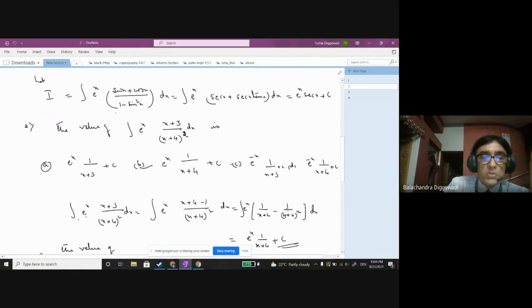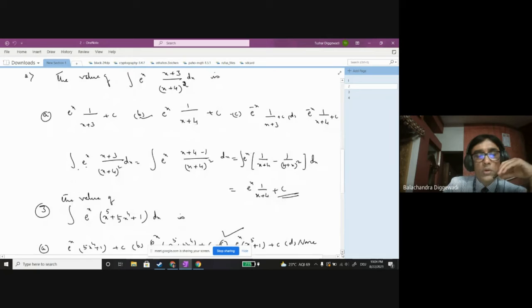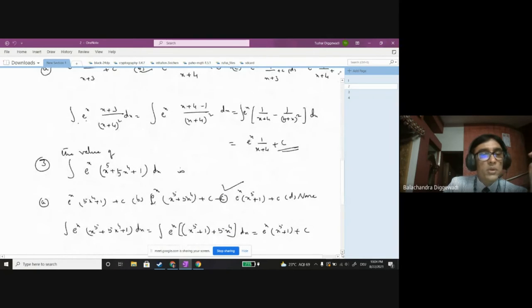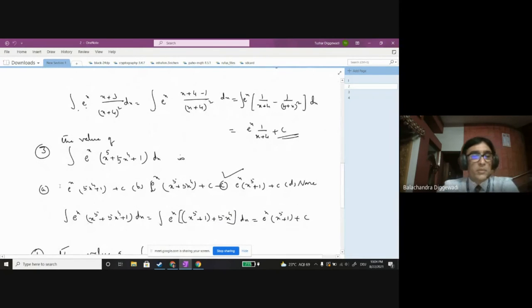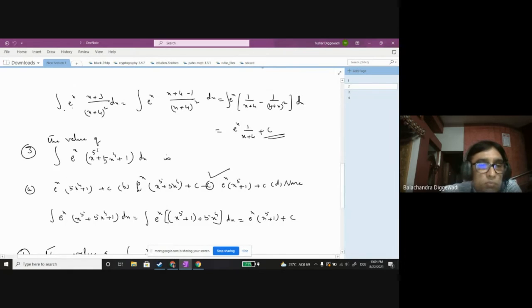So this is called f of x, and the second term is called f dash of x. e raised to x into f of x plus the integration constant is the answer. Now the third one is given here. Commonly this technique will apply, that is integration by parts. If you think a little bit, it is very easy to get the answer.